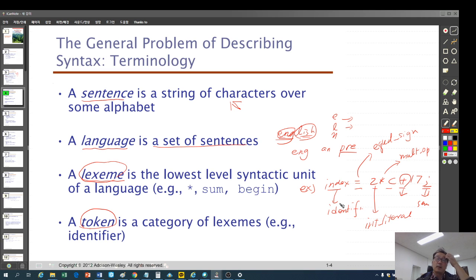So when you define a language, we have a sentence, and there are groups. The lowest level of unit is the lexeme, and there is a category of lexemes, so we call it a token. 그래서 우리가 렉지엄이 일종의 단위가 되고 그것들을 분류해 놓은 걸 우리가 토큰이라고 말을 합니다.